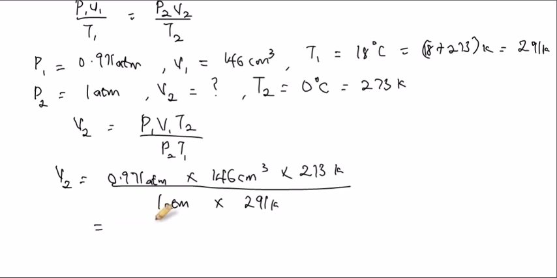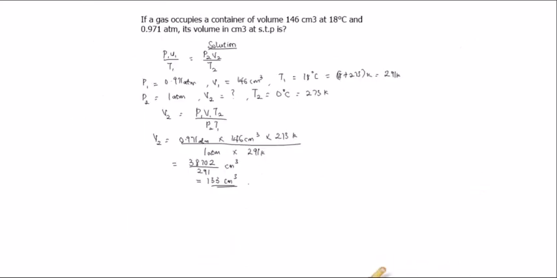Calculating this, we have 133 in the unit cm3, which should be serving as the final answer. We've come to the end of the solution to the question, and we've gotten the volume of the gas to be 133 cm3.